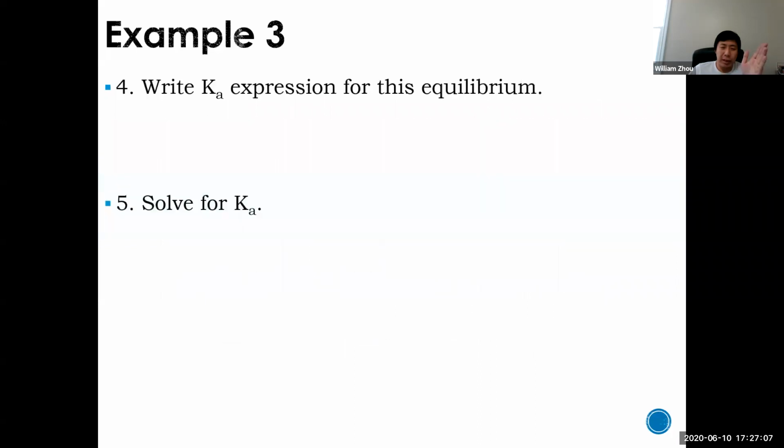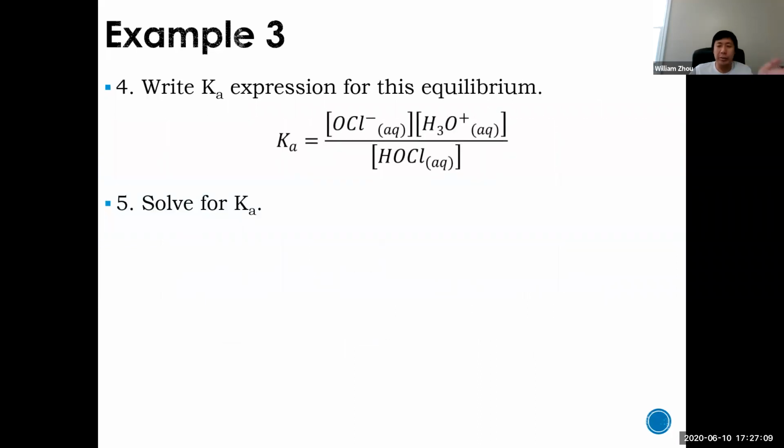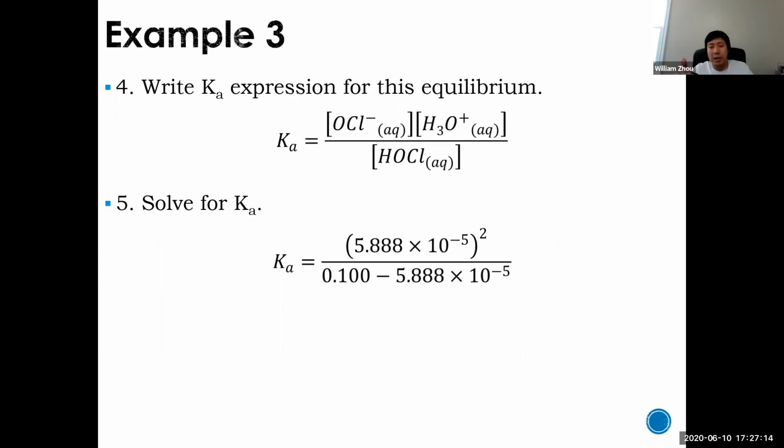All right. And of course, you can write the Ka expression. You can plug all of this information in to solve for the Ka. So that is 5.888 times 10 to the negative 5 squared divided by 0.1 minus 5.888 times 10 to the negative 5. Notice that I didn't round excessively. I used additional digits for more accuracy. You put this in your calculator all in one step. Ka should be found to be 3.5 times 10 to the negative 8. All right, does that make sense, everybody? Is that what you got?